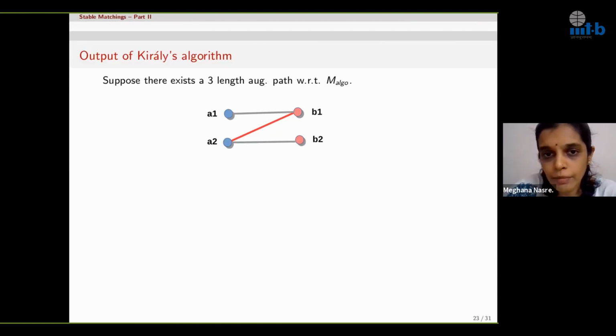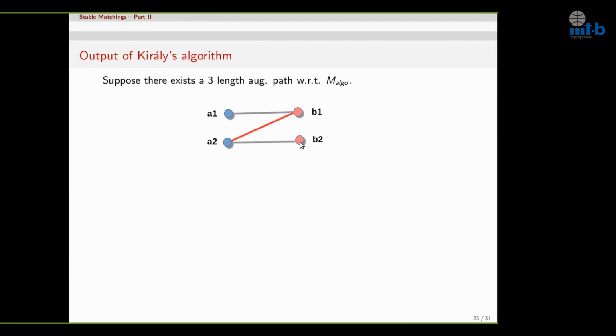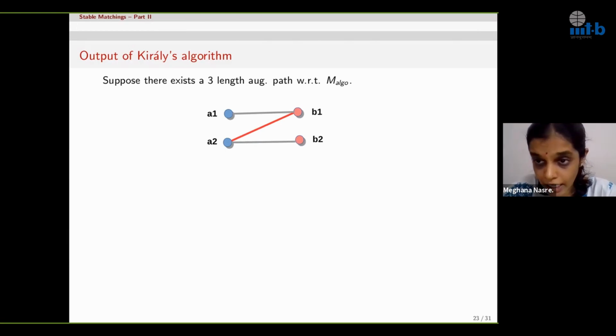So remember that both these matchings are stable. That is, the gray edges, which are A1, B1, A2, B2, which are a part of the maximum cardinality stable matching, are forming a stable matching. Similarly, A2, B1 is also a part of a stable matching. So the only handle that we seem to have is to somehow contradict stability.